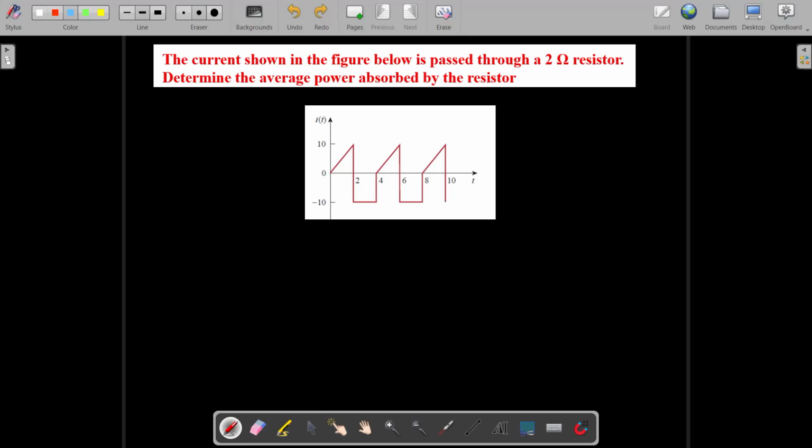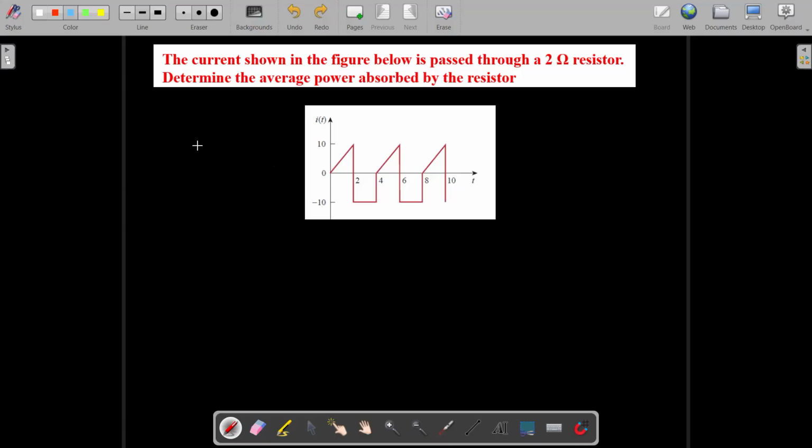So let us see the question. The current shown in the figure below is passed through a 2 ohms resistor. The question is to determine the average power absorbed by the resistor 2 ohms. Okay, so the figure is this. This is the figure i of t given.